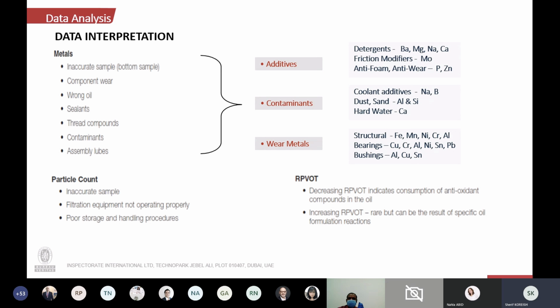Other parameters which are very important now are the metals. The metals in the lube oil are classified into three categories. They are either additives, which are built into the formulation, and these are detergents, where we can see barium, magnesium, sodium, and calcium involved, friction modifiers like molybdenum, and anti-foam and anti-wear additives like phosphorus and zinc. Most people will say barium, magnesium, calcium, phosphorus, and zinc are the major additives used in lube oil formulations.